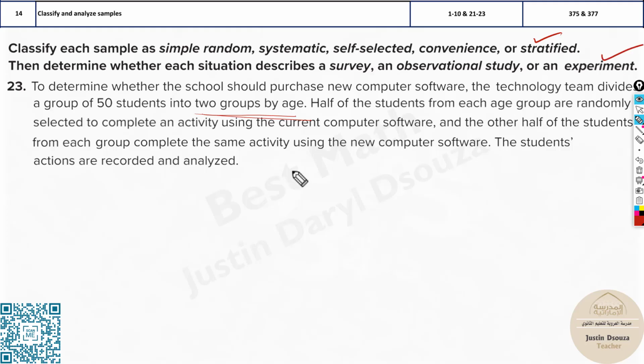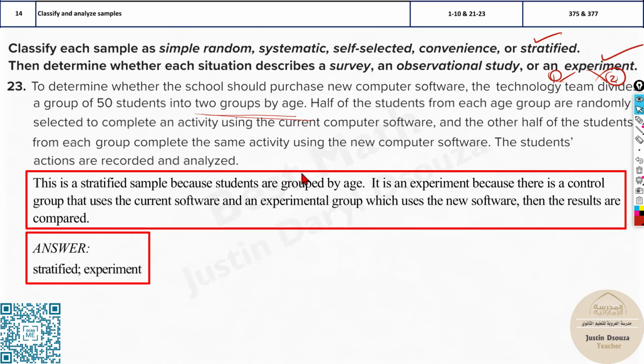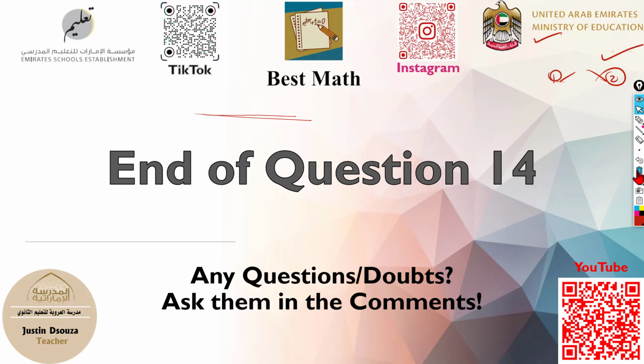It's an experiment. They're trying something new. See, there are two groups: one is the control group, one is the experimental group. And they're observing the results, recording and analyzing them. So it's basically stratified and experiment. And that is the end of this topic. I know it is a little bit of reading and reasoning, but once you understand a few rules about what bias is or what type of study it is, then it'll be pretty straightforward.